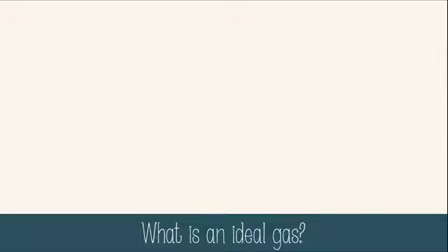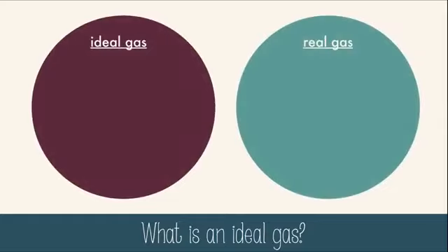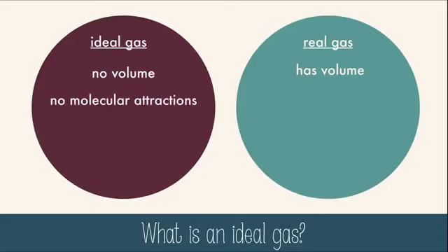Now, the ideal gas law makes some assumptions about ideal gases, so let's compare ideal gases to real gases. Ideal gases have no volume, but of course that isn't the reality. Real gases do have volume, and that will play a role in how they actually behave. Ideal gases have no molecular attractions, but real gases are attracted to each other. In fact, when they cool down, they stop being gases and will form liquids and solids because of their attractions.